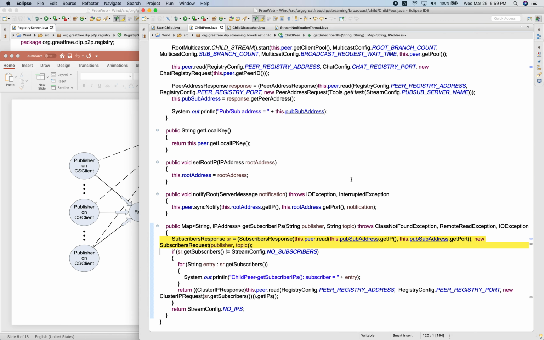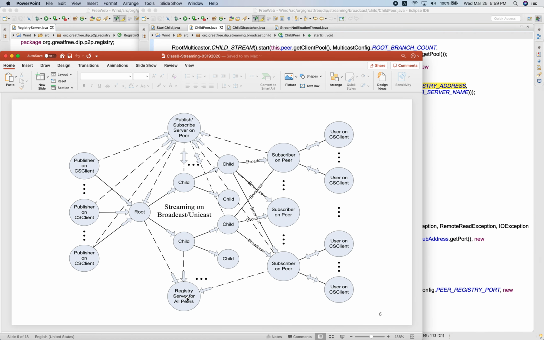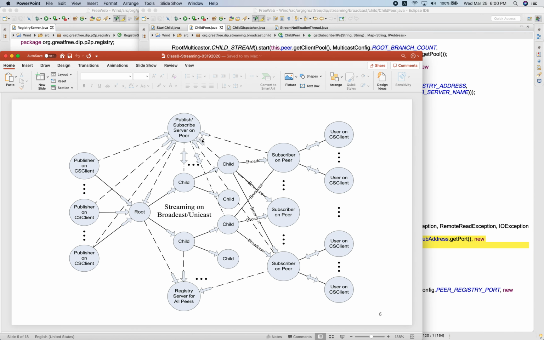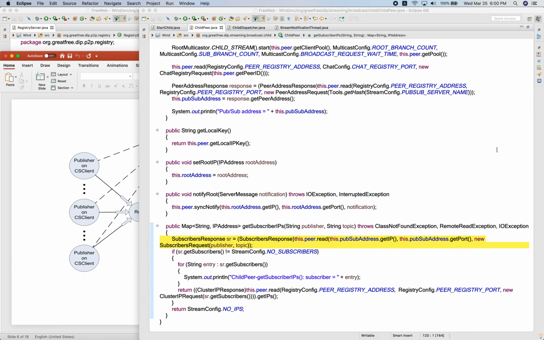You must be able to answer this question. This IP address must be obtained from the registry server. You can, no problem. It's easy, right? You can say this IP address is obtained from the registry server. So if this IP address is obtained, then the child can interact with the pub sub server.